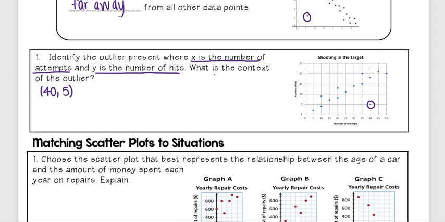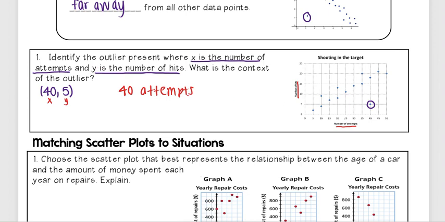And then it asks me to say what is the context of the outlier. So what does this point mean in this context? Well, I know that x is the number of attempts. I see that down here too. Number of attempts. And so that is my 40. My 40 is my x, 5 is my y. So that means 40 attempts. And then 5, that's my y, and that is my number of hits.